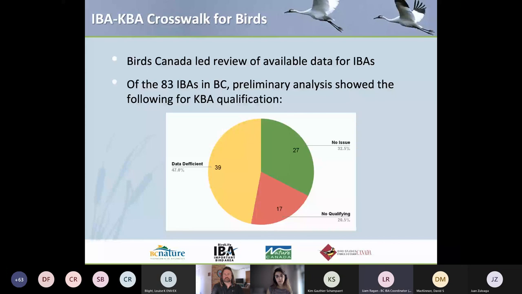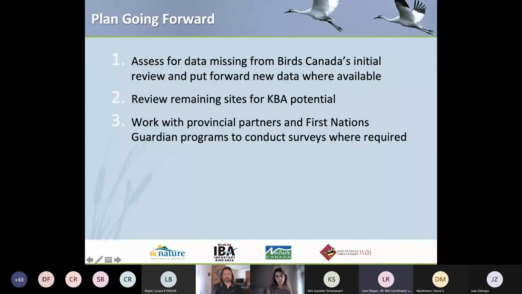So the plan going forward is to first off assess for missing data that was left out of Birds Canada's review and put forward new data where available. As I'm sure many of you have run into, many birders and volunteers can sometimes keep their databases in Excel format or even in written notes, things like that, which is really crucial data, but obviously doesn't get put into formats that we're able to review for KBA qualification.